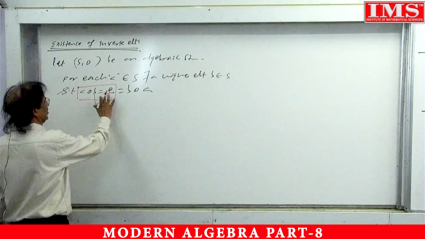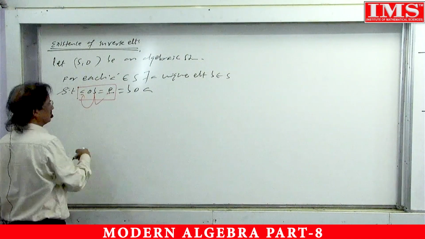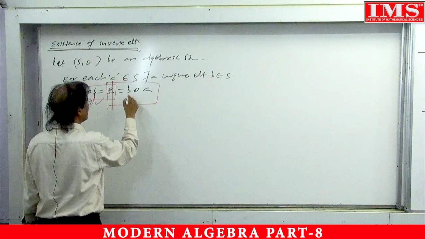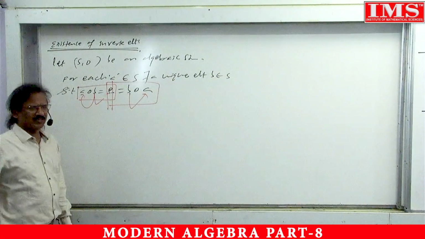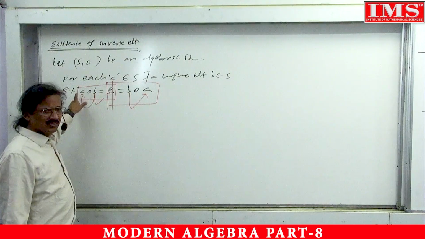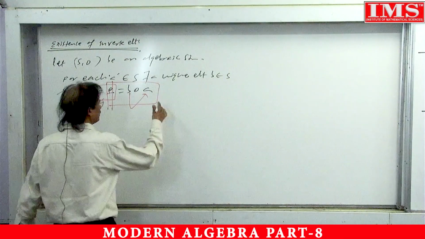From this side, your B is known as what? Inverse of A. Your B is known as inverse of A. This side also, your B is known as inverse. But on this side, B is the left inverse of A, and on this side, B is a right inverse of A. It is the fourth one.